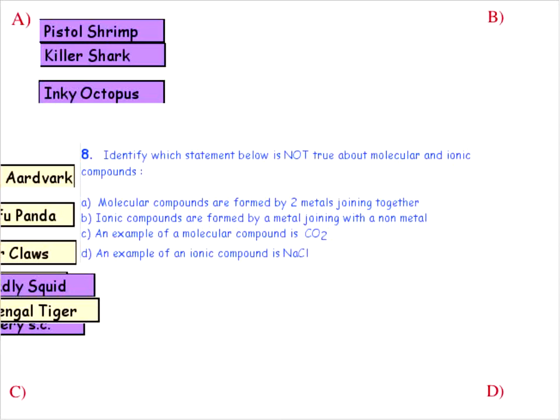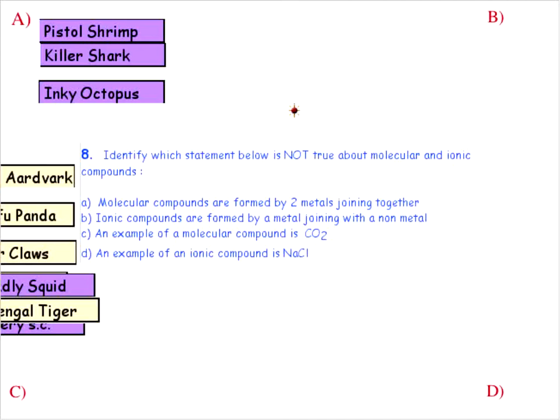Okay, so let's see why it's answer A. Why is that not true? Because molecular compounds are not formed by two metals joining together. They're formed by two non-metals joining together. Okay, so does that make sense, guys? And the other things are all true. Okay, let's move on. So guys, any one of these that you have a bit of trouble with while we're doing the session, when you go to the PDF file later on and you practice all these, really try these ones.